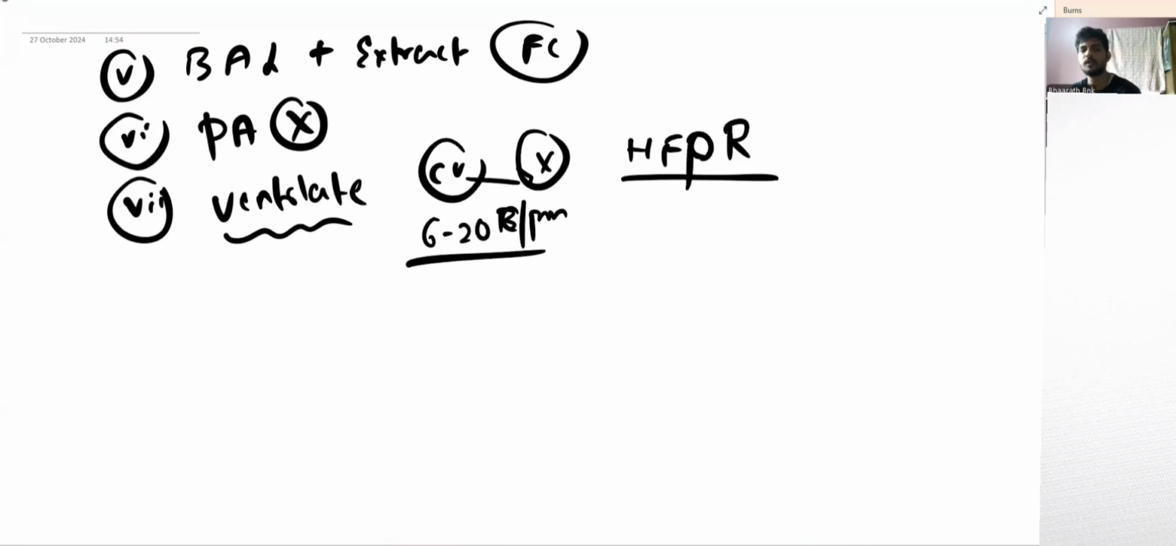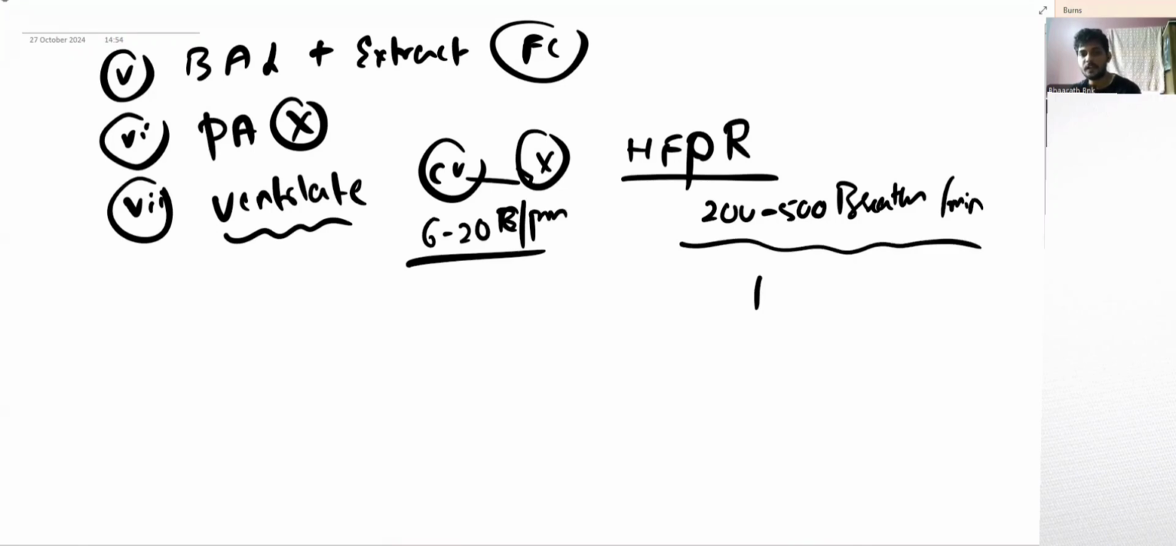The machine is giving anywhere between 60 to 20. Here the machine gives around 200 to 500 breaths per minute. So it is almost 20 to 30 times greater. It is giving 200 to 500 breaths per minute, but they are smaller breaths, with more frequency. So what it does is it reduces the chances of barotrauma.